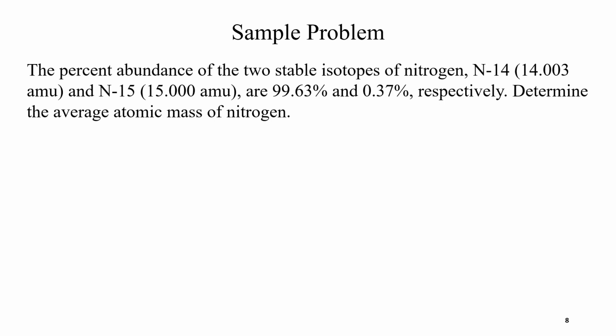And lastly, we have percent abundance of two isotopes of nitrogen, 14.003 AMU and 15.00 AMU, with percent abundances of 99.63 and 0.37% respectively. Determine the average atomic mass of nitrogen.